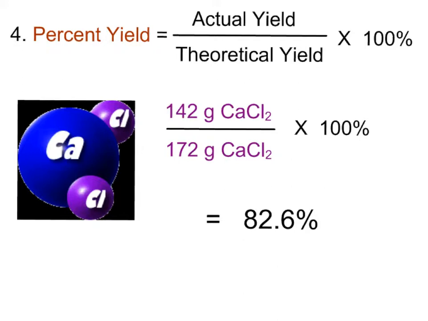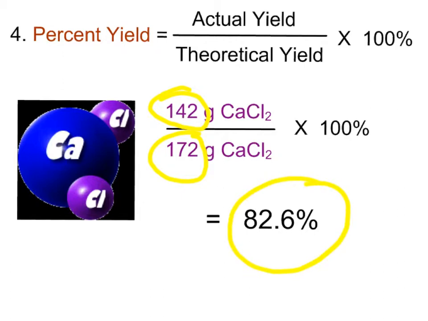Now, since we know the theoretical yield, and we also know the actual yield, which was given to us in the initial problem, we can find the percent yield. So here we plug those values in, the actual yield being 142 grams, and the theoretical yield that we just calculated, 172 grams, multiply by 100, and we see that our percent yield is 82.6%. It's that close to the actual amount that we should have had, the theoretical yield.